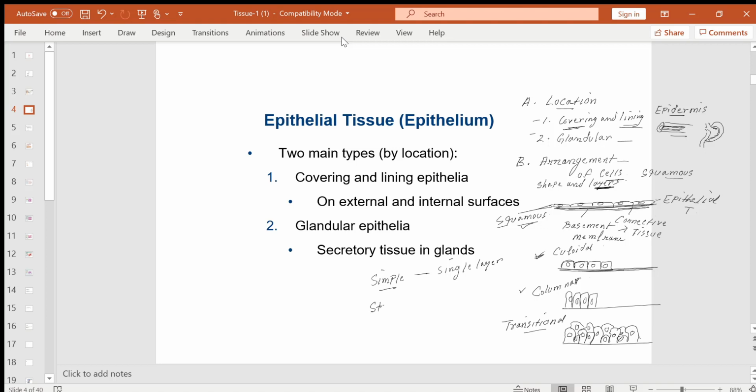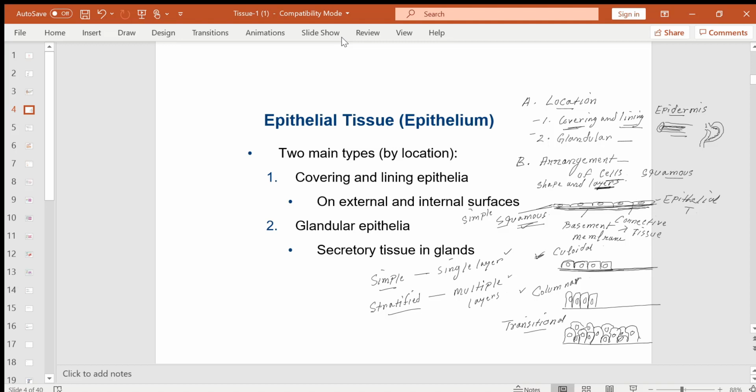Stratified is multiple layer. Okay, more than one, multiple layers. So the term stratified indicates multiple. Now if I ask you, this is squamous flat cells, and how many layers? Only one. So this is called simple squamous. Makes sense? Single layer.